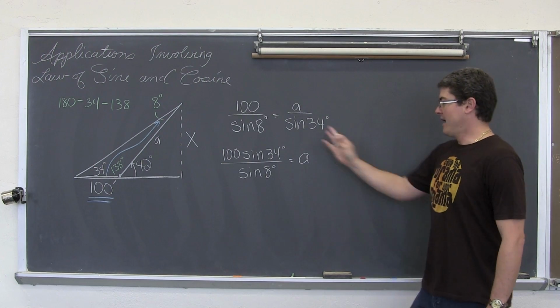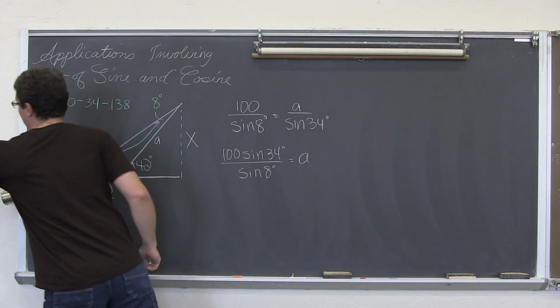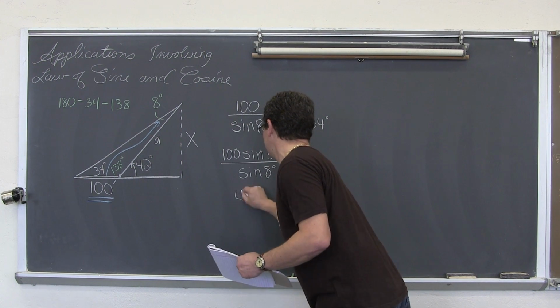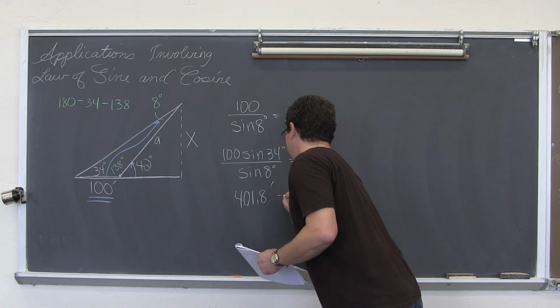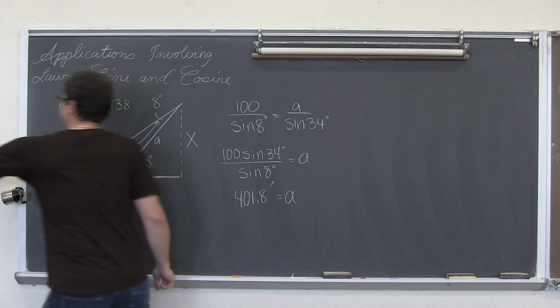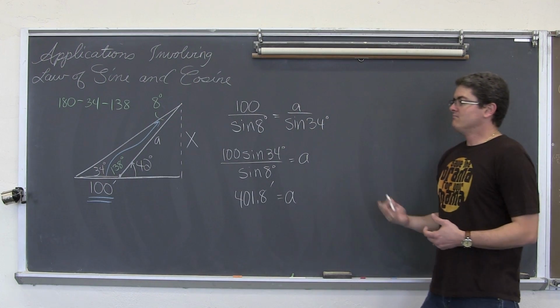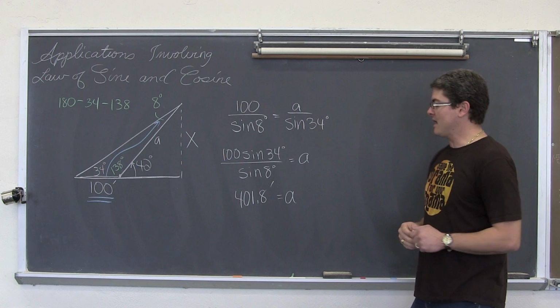Equals A. And get that typed into your calculator correctly, and you will get the answer of 401.8 feet. Okay. Now, I'm rounding these values off to the nearest tenths just for convenience and what comes out of the calculator.